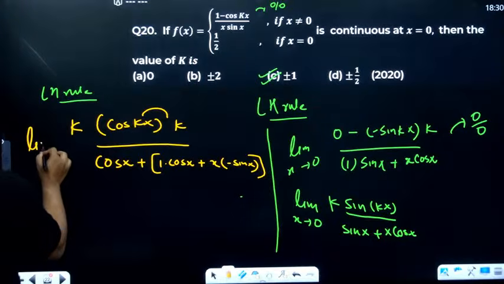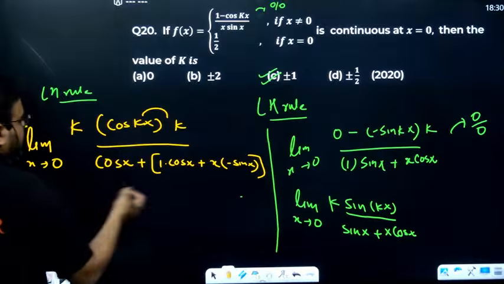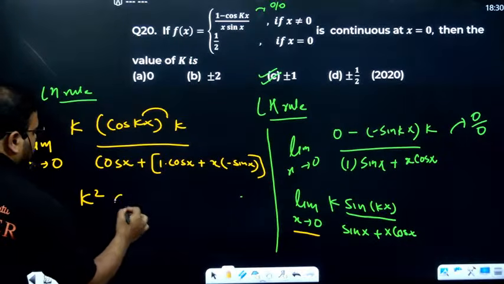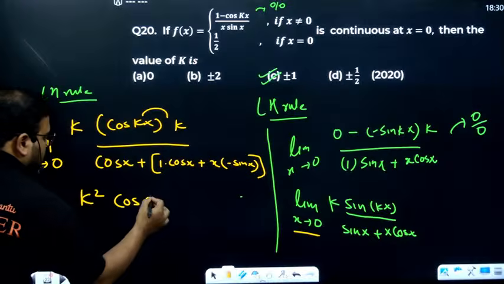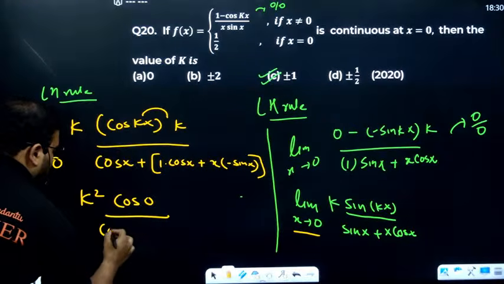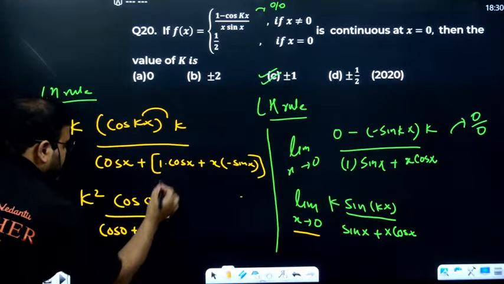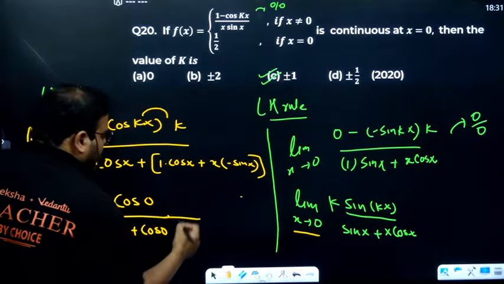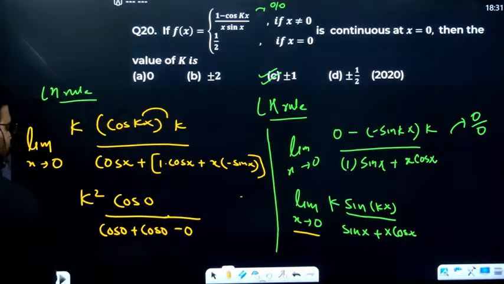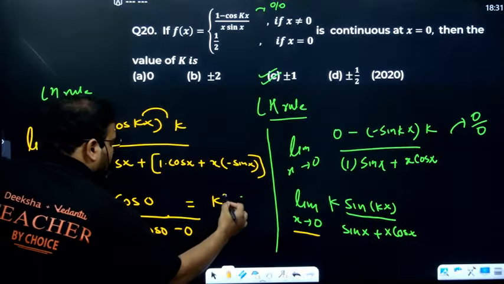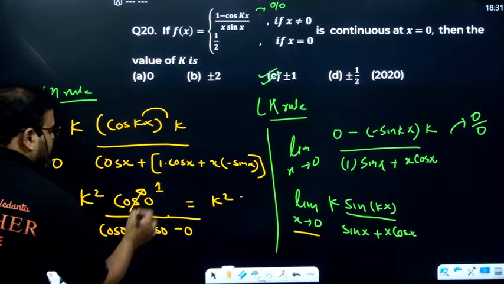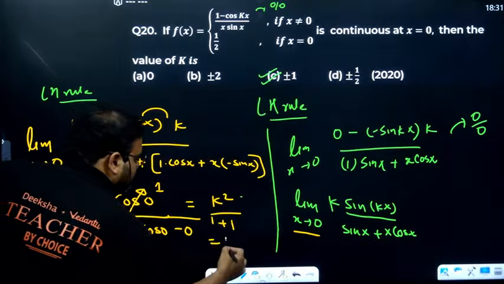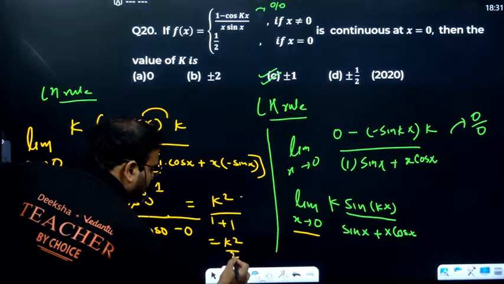Again, limit is what? X tends to 0. Same limit. Put the value 0 now. You have k square cos of k into 0. So cos 0, cos 0 one more time. Plus here also you have cos 0. And this is what? 0 into something. So 0 only. Check this out. You're getting k square because cos 0 is 1. So k square upon 1 plus 1. How much is that? K square upon 2.